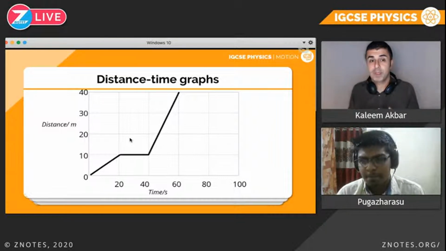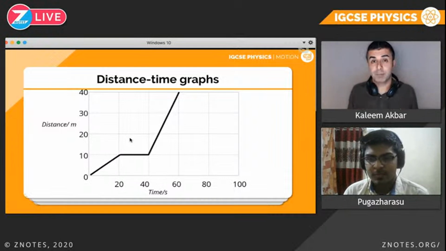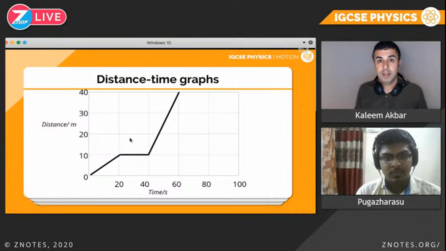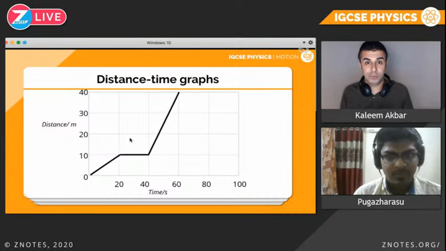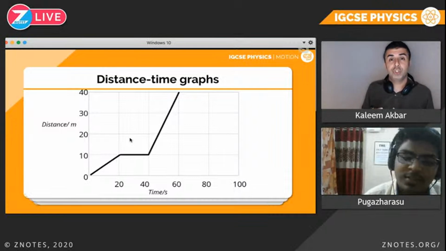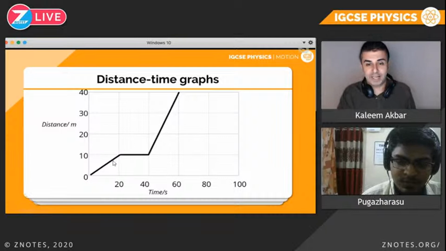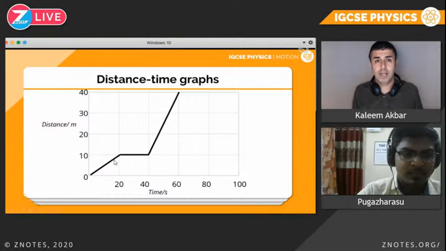First of all, you need to understand that the gradient of a distance time graph gives you speed. Now, let me break that down into simpler language. What is gradient? Well, if you tuned into the last lesson, gradient is like the steepness of the line, like that part there, the slope. In math, we call it a gradient.